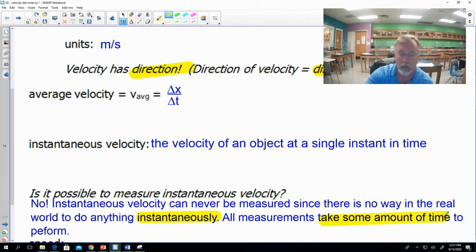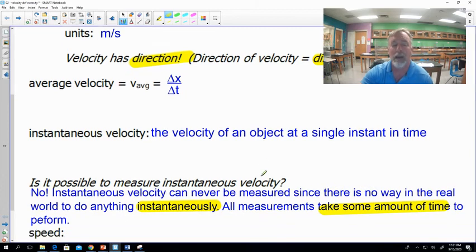If I give you a ruler and ask you to measure something, you don't just slap the ruler down and boom, you have the answer. No, you're going to take a moment. You got to look at, where does it start? Where does it end? It takes you time to come up with that measurement. All measurements are that way. So it's not possible to measure an instantaneous velocity. We can calculate it. We'll do that later on. But I just want you to be aware we can't measure that.